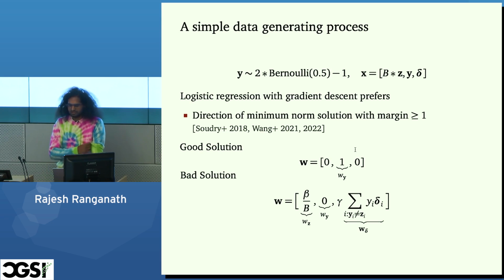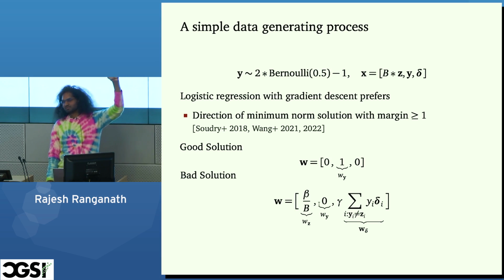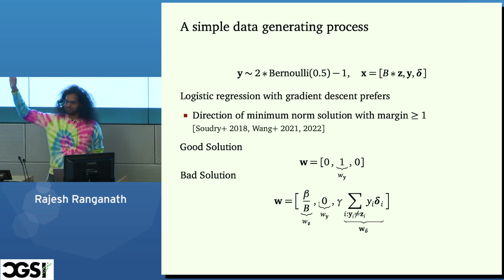And logistic regression with gradient descent is going to prefer what's called the max margin direction, where it prefers the direction of the solution that has minimum norm, where the margin, so how far you are, just think about the predictor times the label, is greater than or equal to 1. And so one good solution is exactly the one we hope for. It's just put 0 on this correlated feature, that's the shortcut or the nuisance, put 0 on the noise, put 1 on the label. Another solution could be, hey, let's put something just on this shortcut and put something just on the noise.